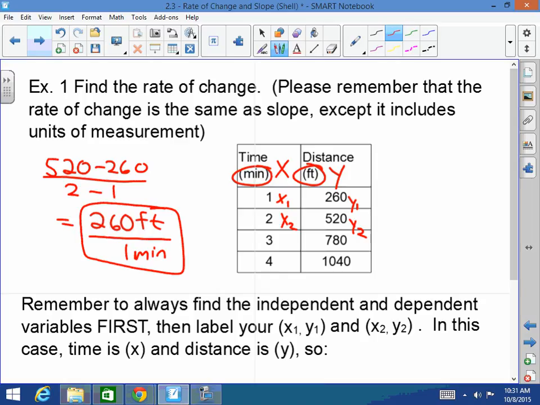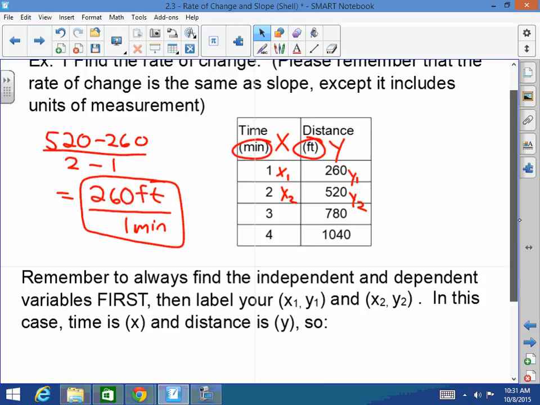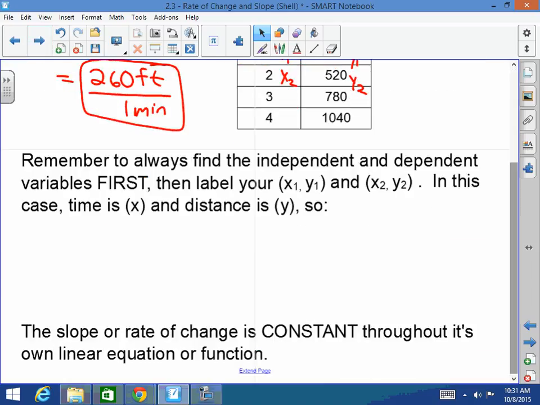Okay, I give you guys easy numbers to teach the concept, okay? I know that it's very difficult, guys, to sometimes do the steps, especially when there's easy numbers. There's always someone that's going to say, oh, sir, but I can figure that out. Okay, I'm going to prove to you that you cannot figure it out always in your head, okay? First, let me do this. Remember always to find the independent and dependent variables first, which we did. Label your x1, y1, x2, y2, which we did. And then in this case, x is time, distance is y. So again, we have the formula, which I already figured out for you.